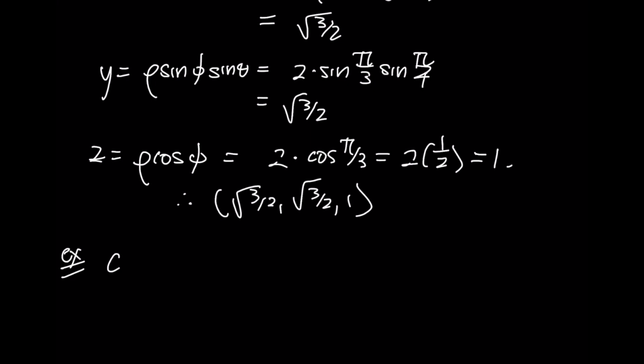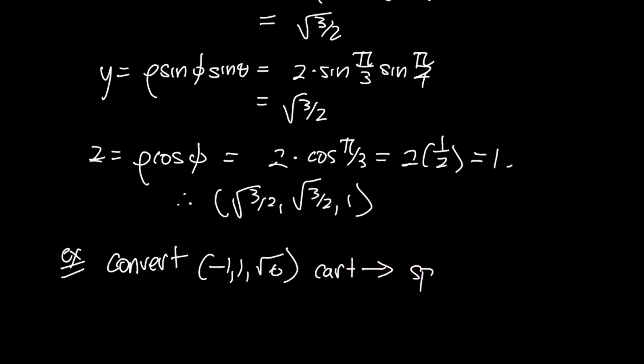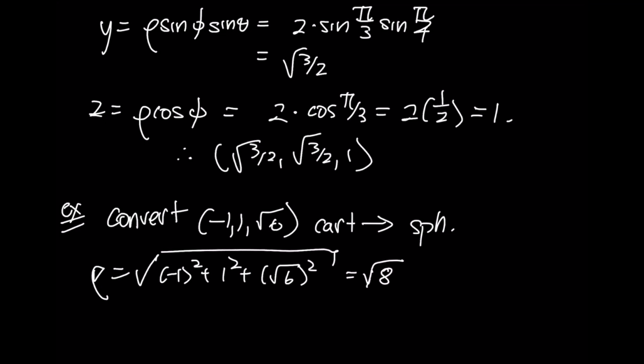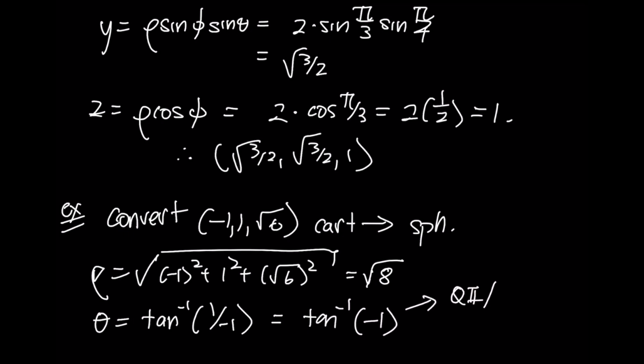So for example, if we are given the point (-1, 1, 6) in Cartesian, we could convert this into spherical coordinates. So rho would then be the square root of (-1) squared plus 1 squared plus root 6 squared, which just ends up giving us root 8. Theta will be the inverse tangent of 1 over negative 1, which is the inverse tangent of negative 1. This means that the angle's either got to be in quadrant 2 or quadrant 4. If we're going to have positive theta values, then we're going to pick the quadrant 2 answer. So theta will then be 3 pi over 4.